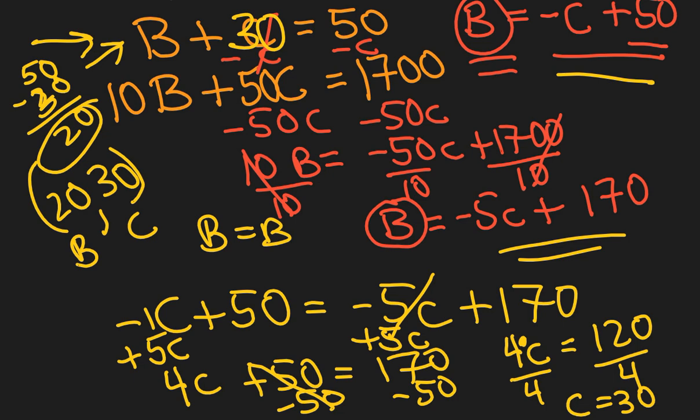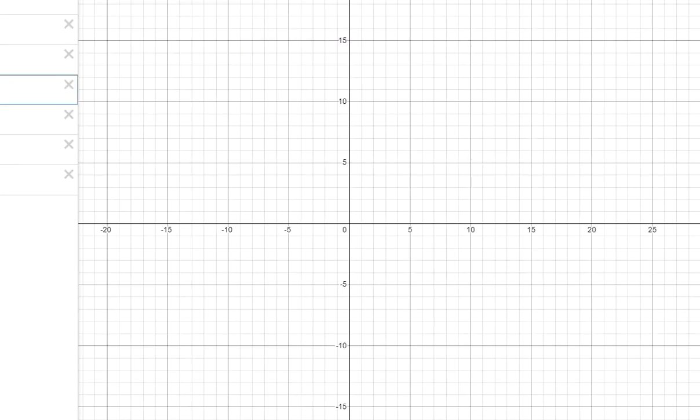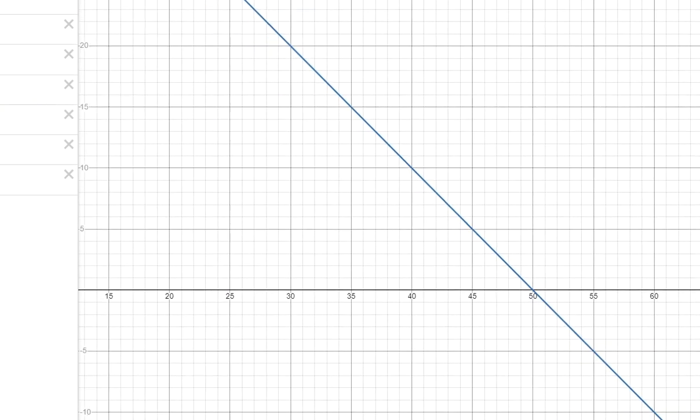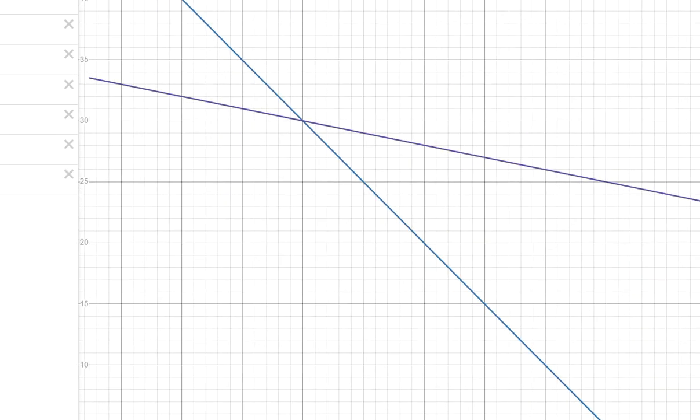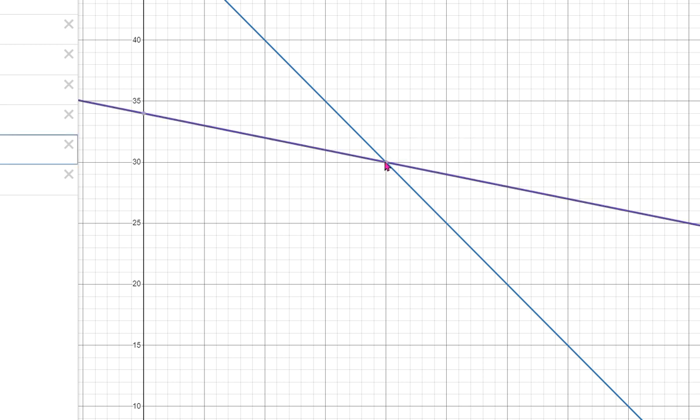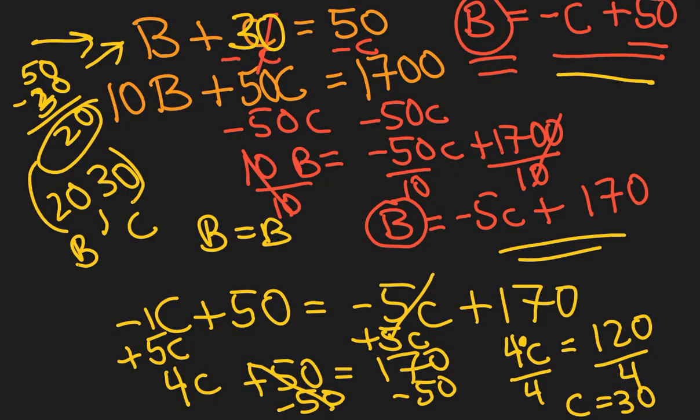I can even go over to Desmos and graph this. I'm going to put it in terms of X and Y when I go to use Desmos because they're going to freak out if I use B and C. So I go X plus Y equals 50. And I have to bring this way down. And my 10X plus 50Y equals 1,700. And where do they cross? 20, comma, 30. Did we do good? Yeah, we did good. You did good.